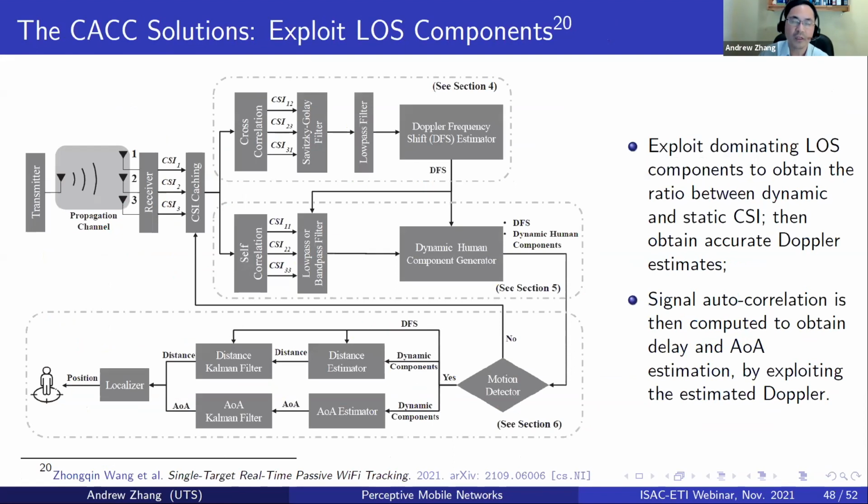We also developed another technique to resolve the timing ambiguity issue. This is based on the idea of exploiting the line of sight path components. Because the current technique mainly removes the lost components and then deals with the byproduct components. But we found that if we exploit the line of sight components, we can construct a metric which does not have the image components. In this way, we can obtain accurate Doppler estimates.